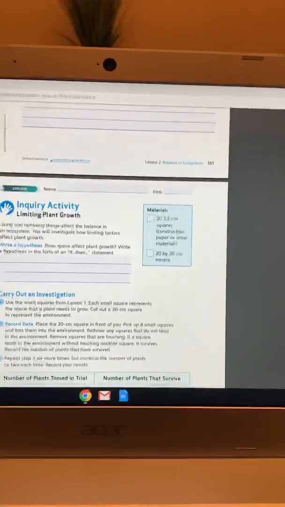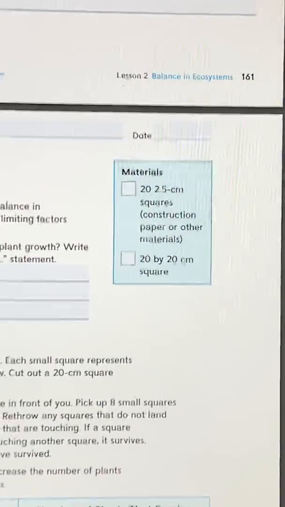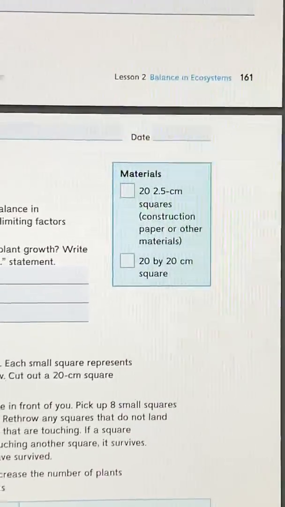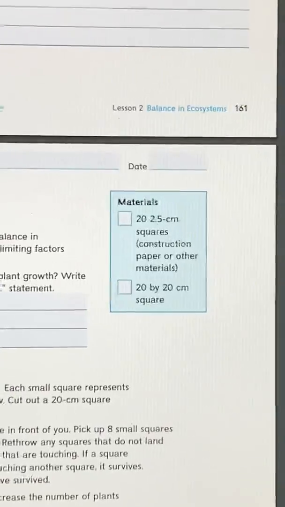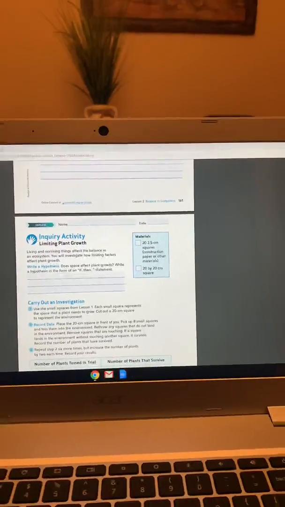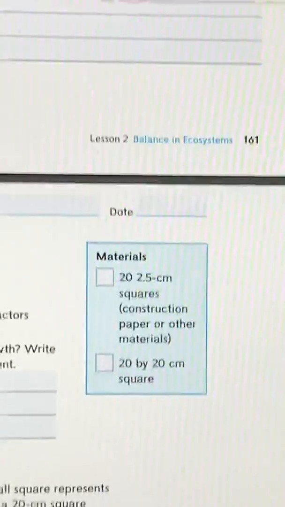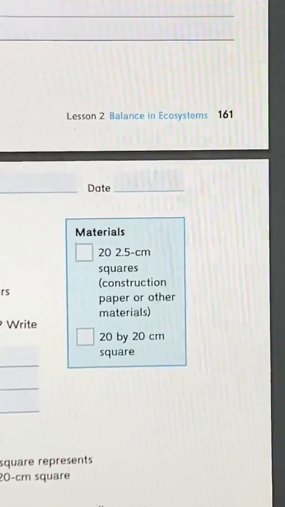Okay, so the materials they say construction paper or other materials. This is going to be a really easy thing to do as far as materials, because my guess is somewhere in your house you've got some sort of cereal box. If not a cereal box, you've got something that looks about the same size as a cereal box. They have you do 22.5 centimeter squares and a 20 by 20 centimeter square.